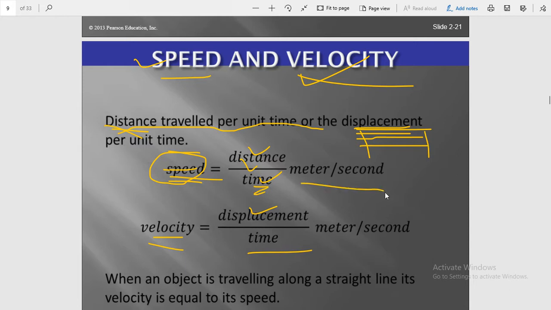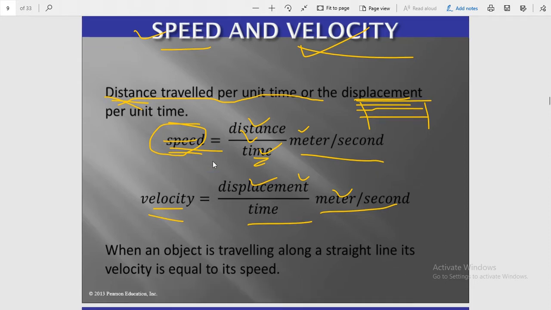The SI unit for both is the same, meter per second, because distance has unit meter, displacement also has unit meter, and time in both cases has the same unit, second. So the SI unit for speed as well as velocity is meter per second. I hope you understand. Speed is scalar because distance is scalar, velocity is vector because displacement is vector. This is the basic difference between speed and velocity.